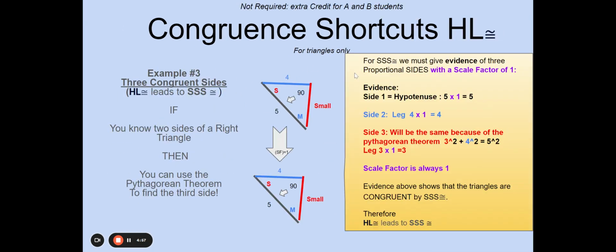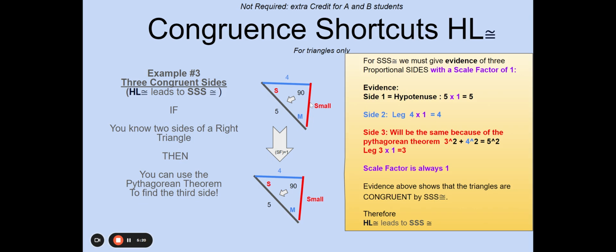Okay, so this one's pretty straightforward. If you've been following along and you understand the Pythagorean theorem, this one should make sense to you. If you know 2 sides of a right triangle, HL, there's an H because we have a hypotenuse. Hypotenuse is always across a 90, right? And so if you have a 90-degree triangle, then you can use the Pythagorean theorem to find the third side.